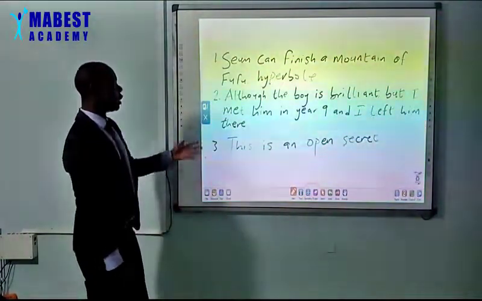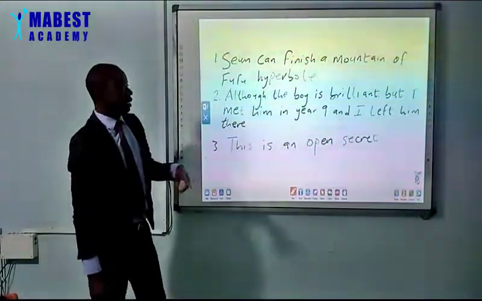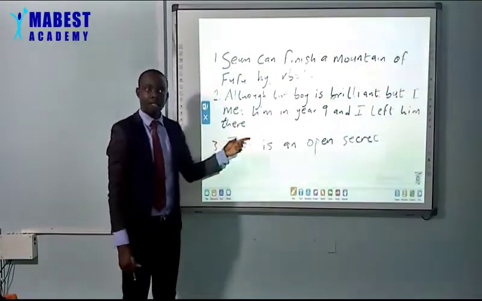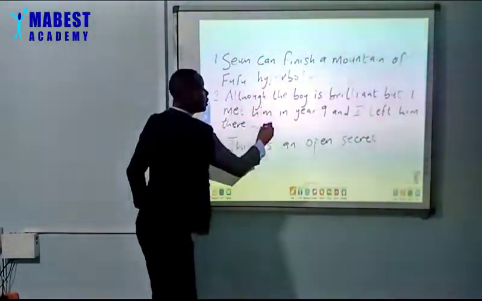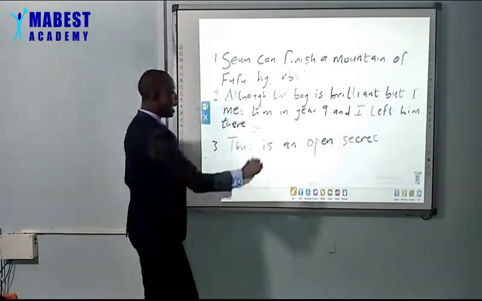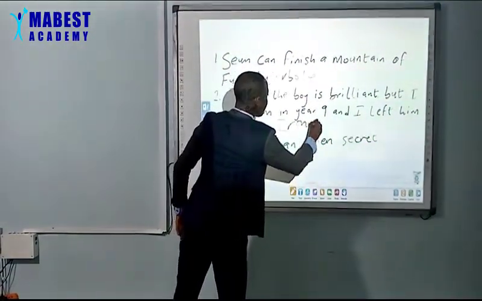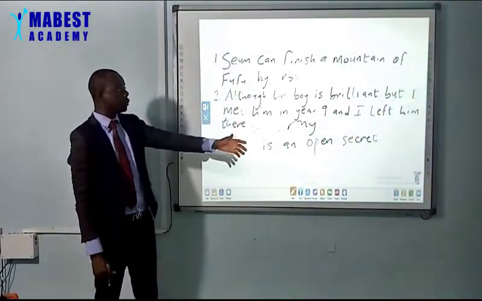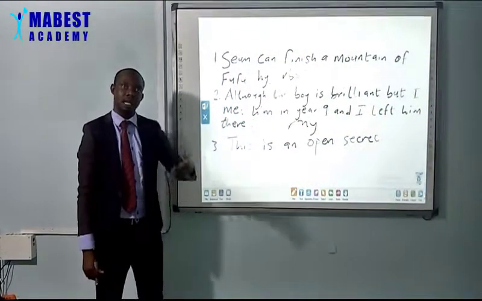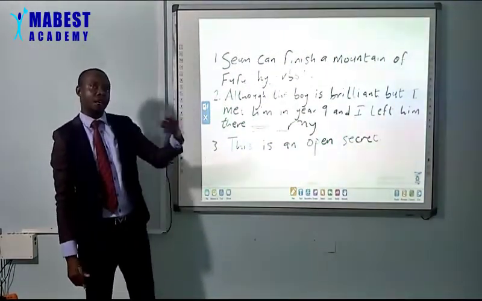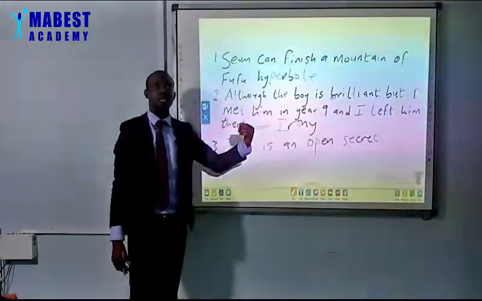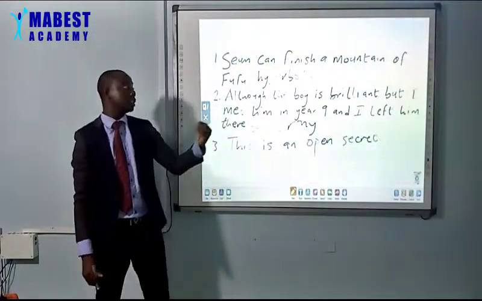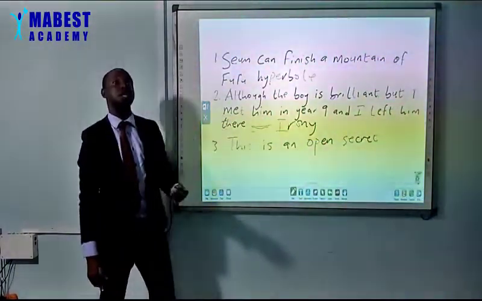Okay, the second one, although the boy is brilliant, but I met him in year 9 and I left him there. Okay, this one, Femi, illustrates what? It illustrates irony. Okay, because it's not possible for a person to be brilliant and you met the person in a particular class and you left the person there. Okay, ironically what they are saying is that the boy is dull. So like I said, irony is the way of putting fact in an opposite form. The message you are passing here is that the boy is dull.